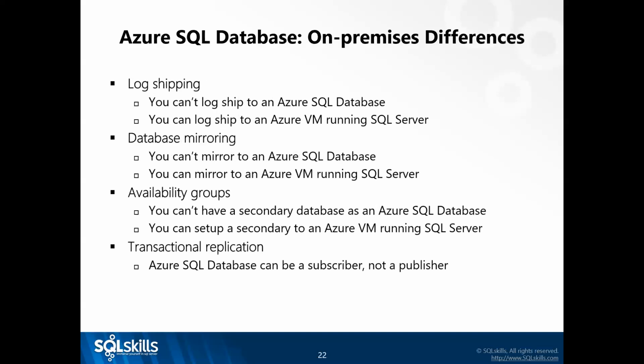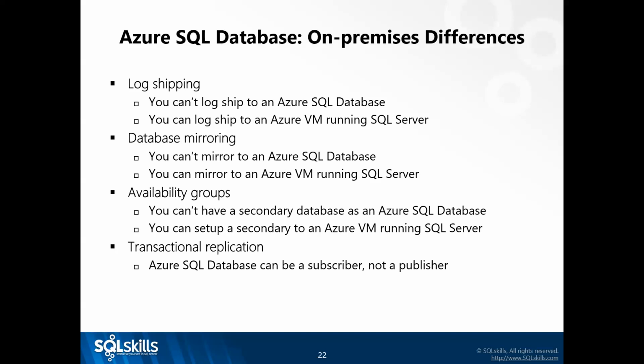All right, you can't log ship, mirror, or extend an availability group to an Azure SQL database. Again, it's database scoped. You can to an Azure virtual machine, which is a great part of the migration strategy. So you can at least, through log shipping, mirroring, or extending an AG, get your data into the cloud. And then when it's time to cut over, you're not waiting on the file copy, getting that data into the cloud. Now you're just moving from a VM to SQL database.